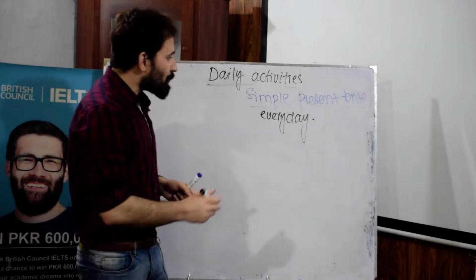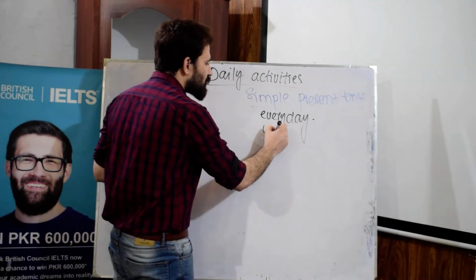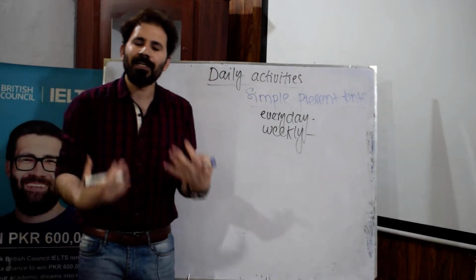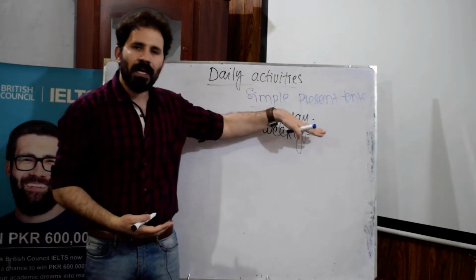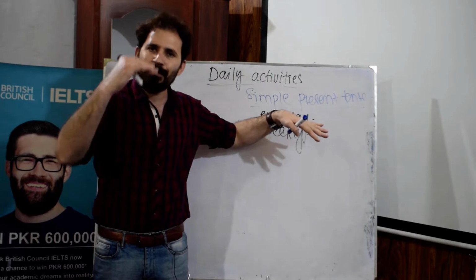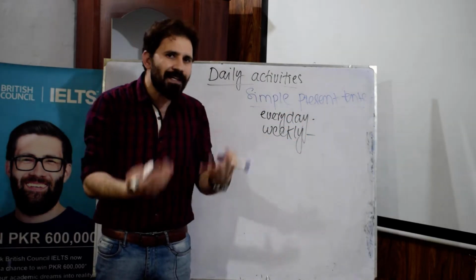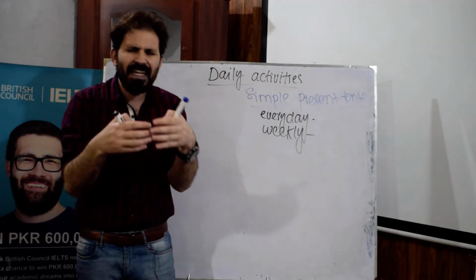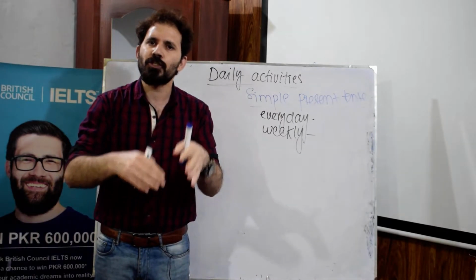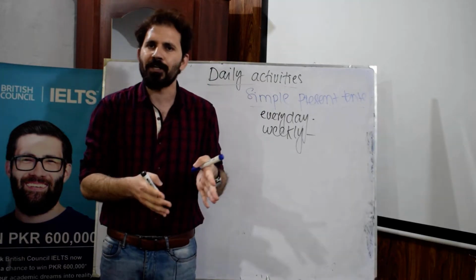Number two, simple present tense is used for those activities that you perform on a weekly basis. What I mean by weekly basis activities is that you do not have time to repeat those activities. They cannot repeat themselves on a daily basis. They repeat themselves on a weekly basis. For example, let's take an easy example. You do not find time on a daily basis. You are busy with your studies. You are busy somewhere with your work.